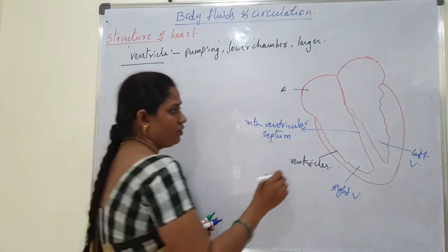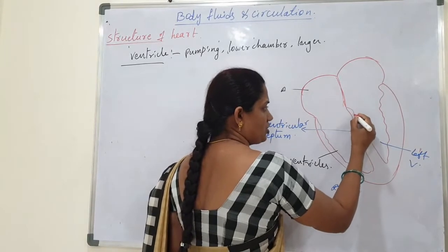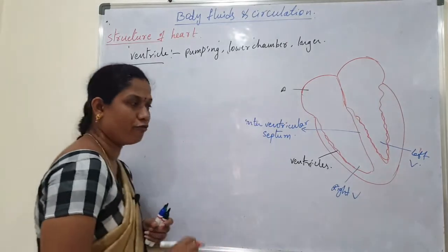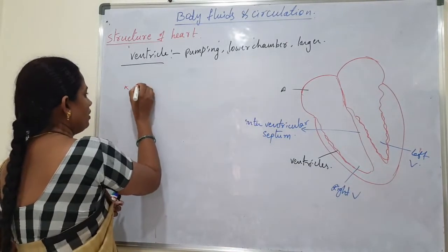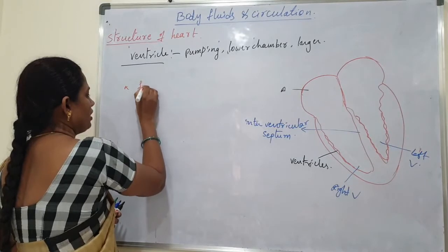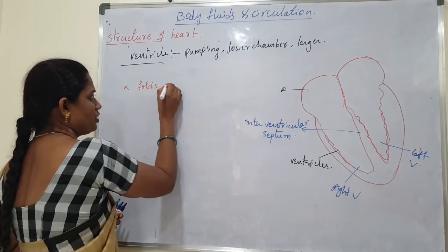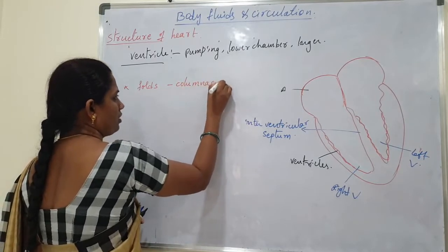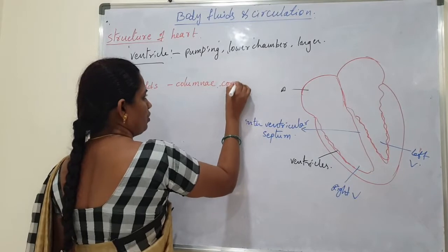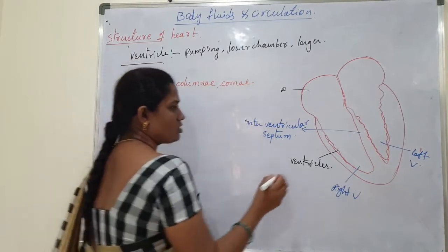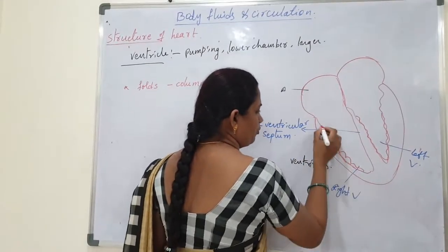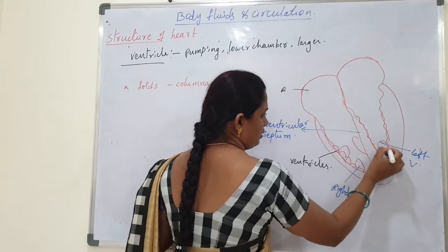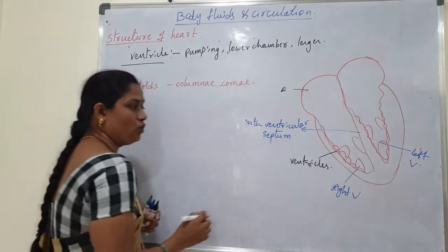Next, when we see the internal structure, the two chambers have many folds. These folds are called columnae carneae. Among these fold-like structures, some are conical or triangular in shape, some are like this, and some are large and conical.